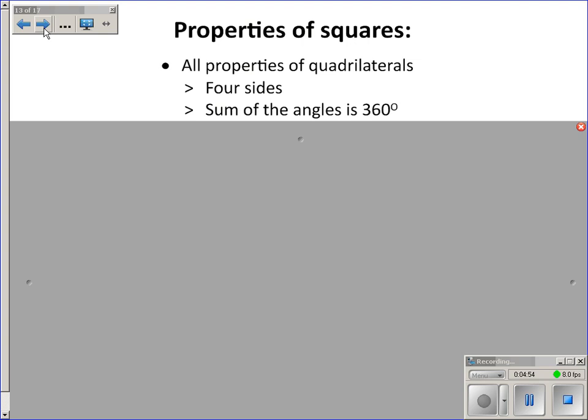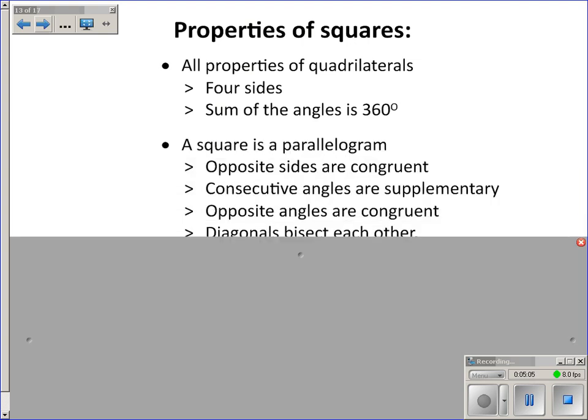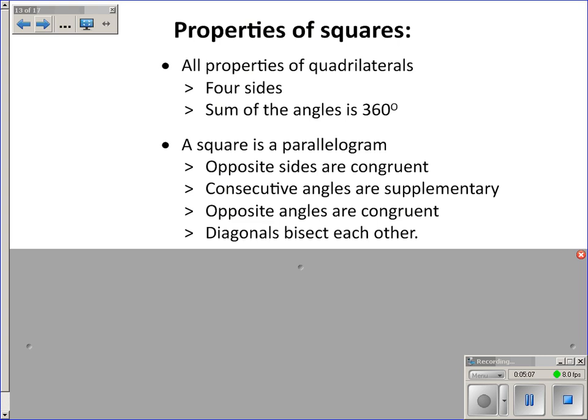Okay, so the properties of squares are all the properties of quadrilaterals. It has four sides. The sum of the interior angles is 360, and the sum of the exterior angles is 360. It's also a parallelogram. And so the opposite sides are congruent, which makes sense because all the sides are congruent. The consecutive angles are supplementary, which makes sense because they're both 90 degrees. The opposite angles are congruent, which makes sense because they're both 90 degrees, and the diagonals bisect each other.